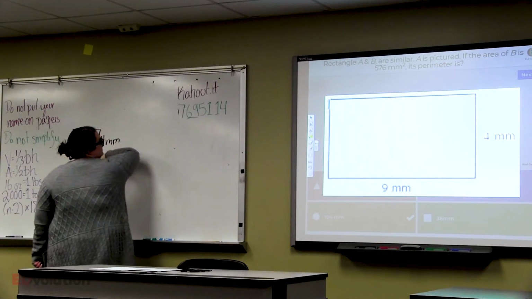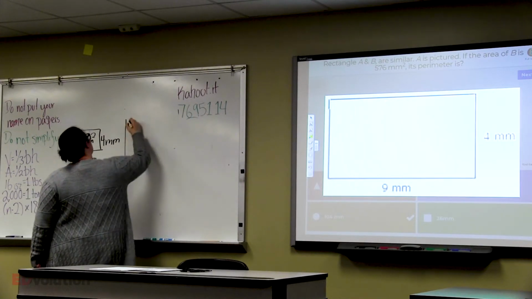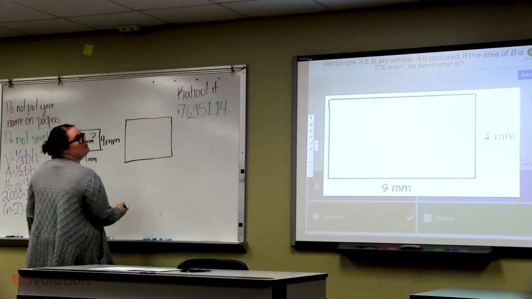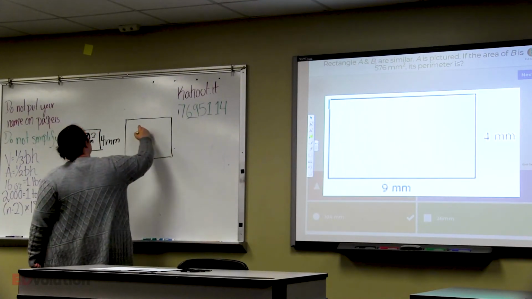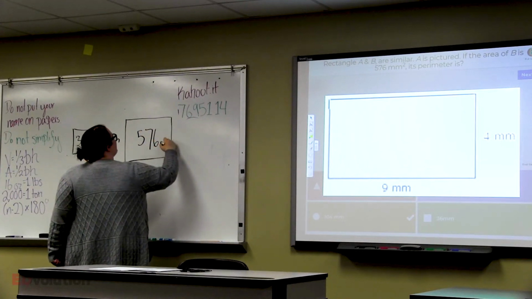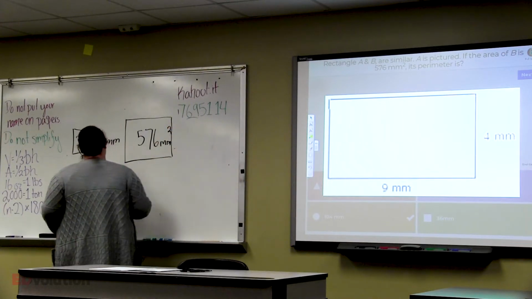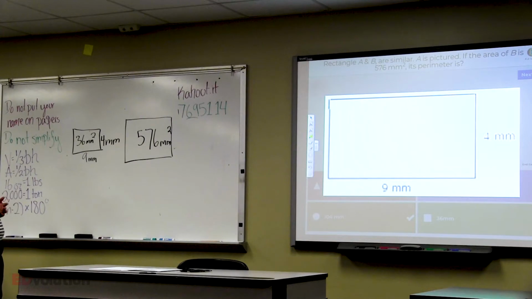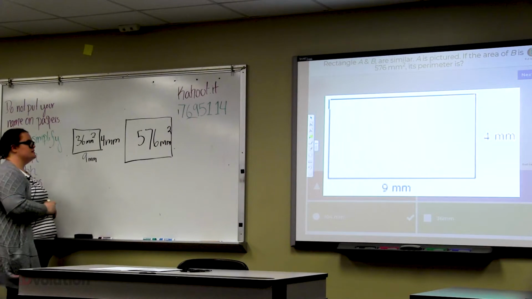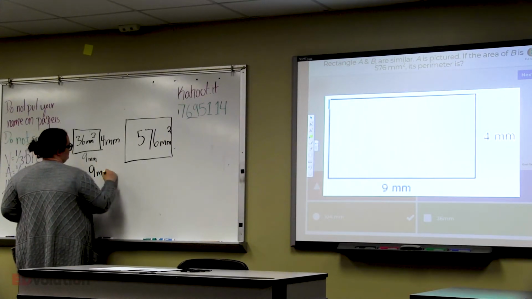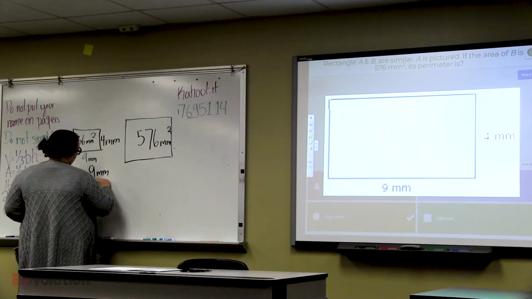So this is our first one that's given to us. And then we're given another rectangle that the only thing we know about it is that it has an area of 576 millimeters squared. So the best thing I can tell you to do with this problem is to guess and check. So 9 millimeters and 4 millimeters.